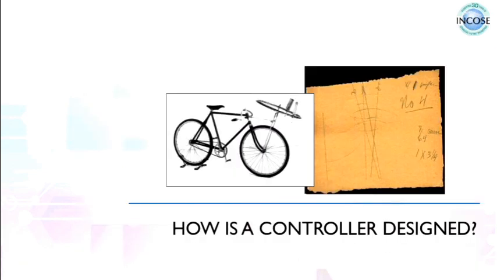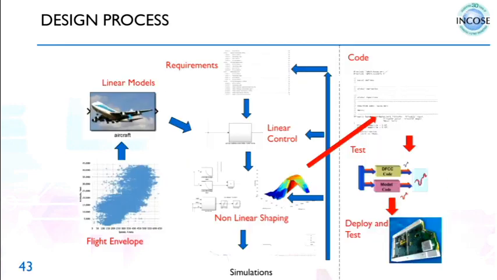So now that we know how important control is, and how an aircraft is controlled by the surfaces, let us see how it is designed. I'll spend some time on this. This is the beautiful thing that I'm very proud of. This is how we actually go about the systems engineering process of making an aircraft flight control system.